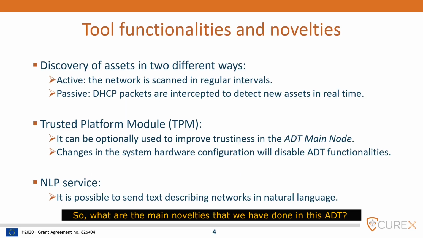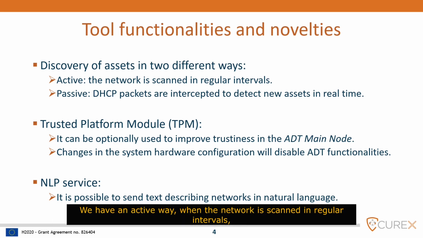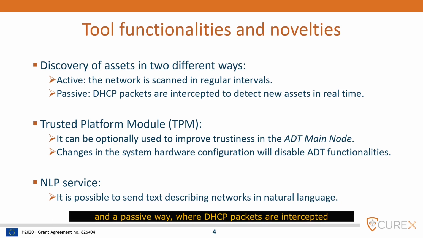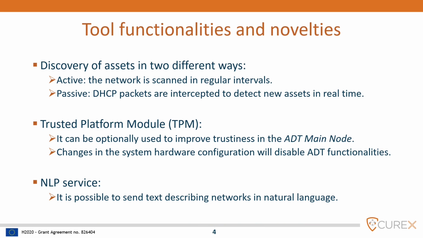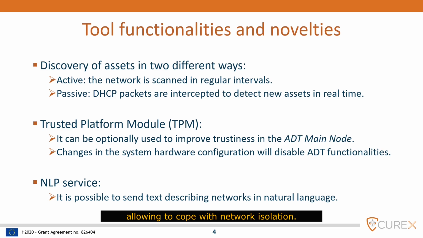So what are the main novelties that we have introduced in this ADT? Well, the first one is that we are able to discover the assets in two different ways. We have an active way, when the network is scanned at regular intervals, and a passive way, where the DHCP packets are intercepted to detect new assets in real time. This also works together with the use of the ADT in different networks, allowing us to cope with network isolation. So it is possible to deal with this problem using our technology.